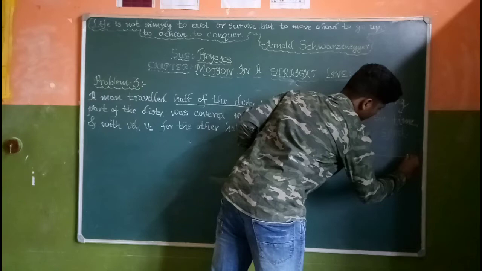So S1 plus S2 is equal to S, you have to add these two. So V1 into T by 2 plus V2 into T by 2. So you take out T by 2 common. So S1 plus S2.